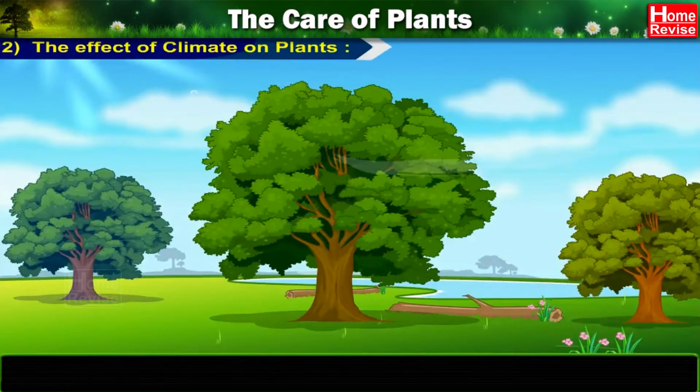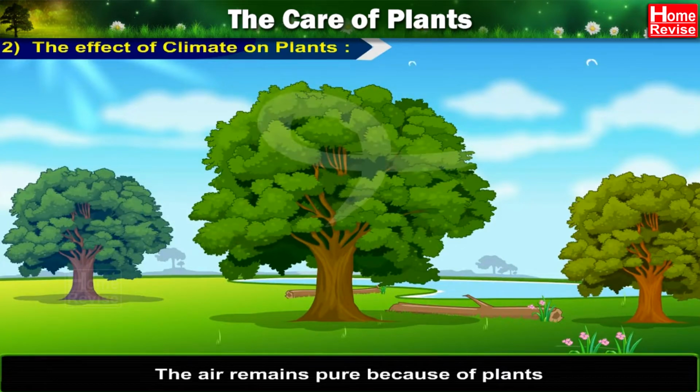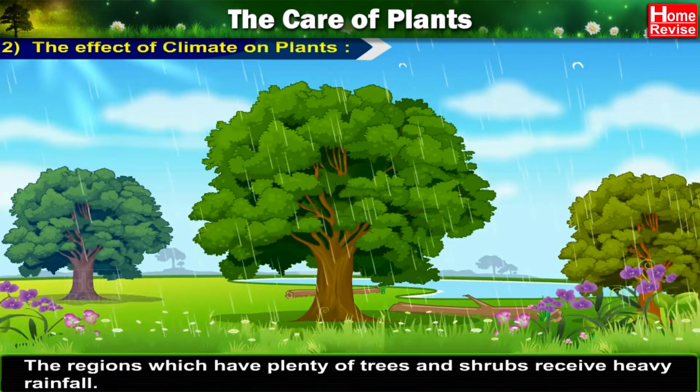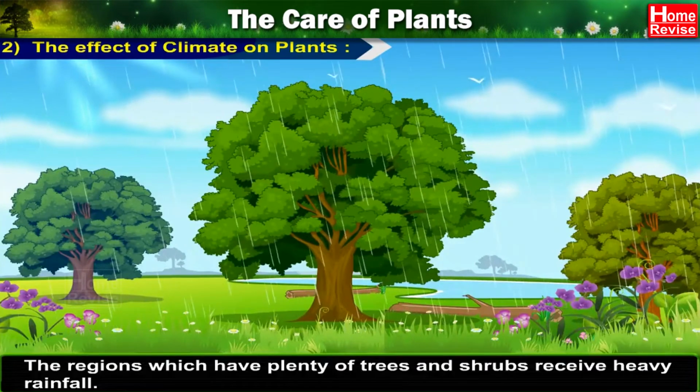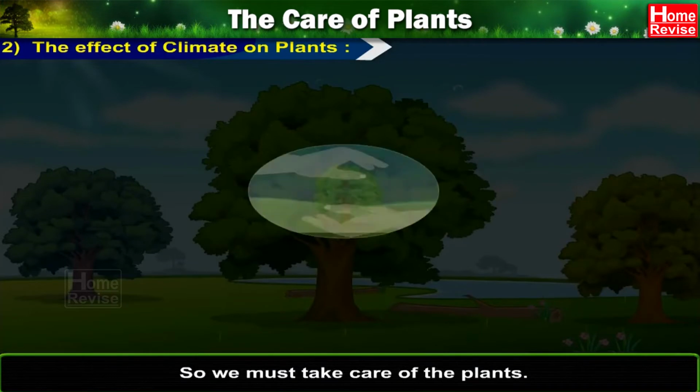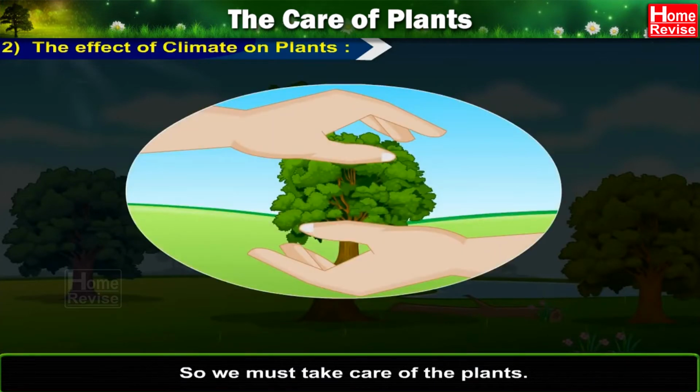2. The effect of climate on plants. The air remains pure because of plants. The temperature remains low and the atmosphere is cool. The regions which have plenty of trees and shrubs receive heavy rainfall. So we must take care of the plants.